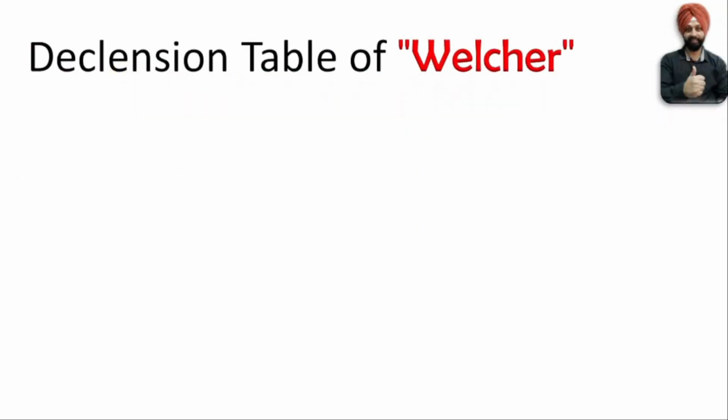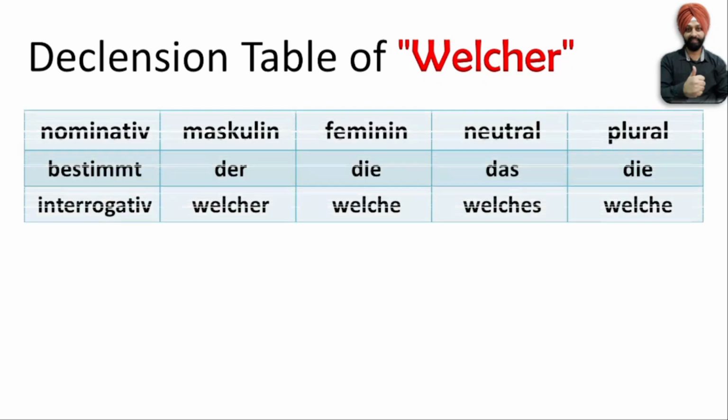Declension table of Welcher. Friends, I will now explain the declension table of Welcher in all the German grammar cases. We have 4 different grammar cases: nominative, accusative, dative and genitive. I will start with the nominative case. What does it mean, what is a declension table?